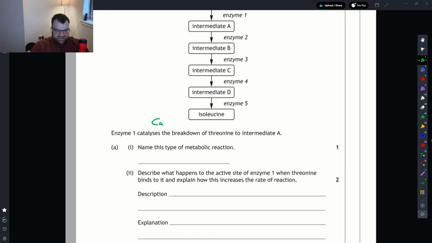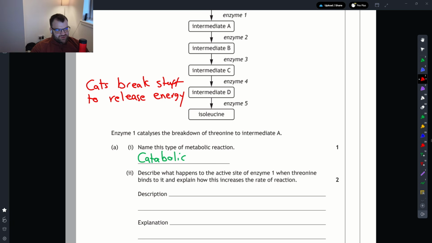Breakdown is a catabolic reaction. So how I remember the difference is cats are more likely to break stuff than build stuff, and they do that to release energy. And then anabolic would require energy and build up things.